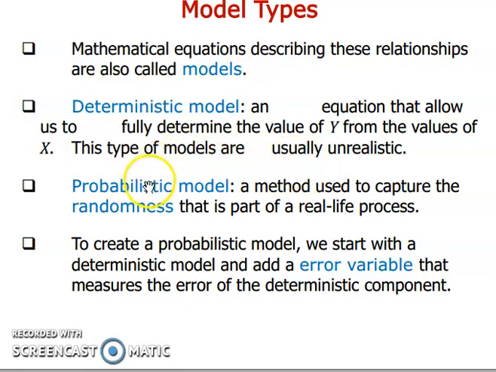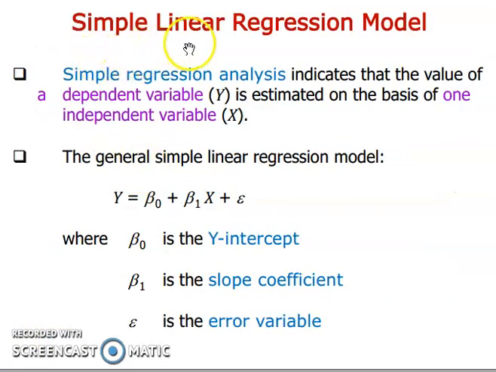The second type is the probabilistic model, whereby it is a method used to capture the randomness that is part of a real life process. And to create this probabilistic model, we need to start with the deterministic model and add an error variable that measures the error of the deterministic component. Let's look into simple linear regression model to further understand the concept.